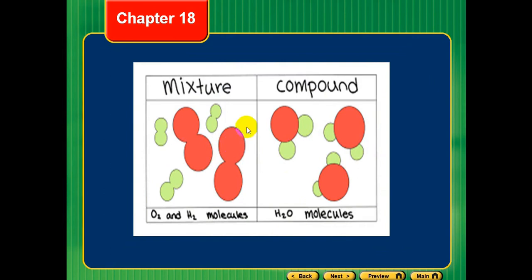Here we have a picture to show the difference between mixtures and compounds. Here we have both of them, we have hydrogen and oxygen atoms. But here the hydrogen and oxygen atoms have a bond between them, and this forms a molecule. So they become like one thing. Hydrogen bonds with oxygen to form water molecules, and they become one thing. But here, the hydrogen and oxygen are just together. They don't have a bond between them, and this means a mixture. So in compounds, we have chemical bonds, while in mixtures, there are no chemical bonds between the ingredients.